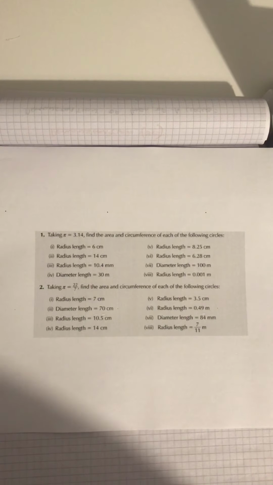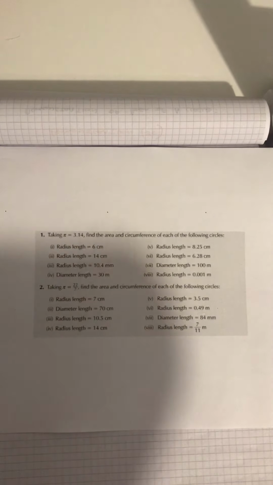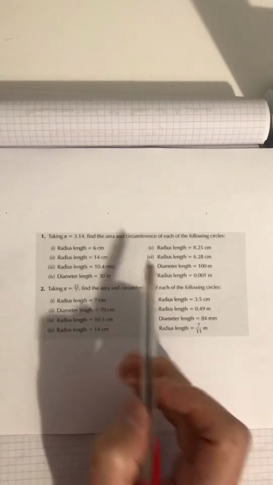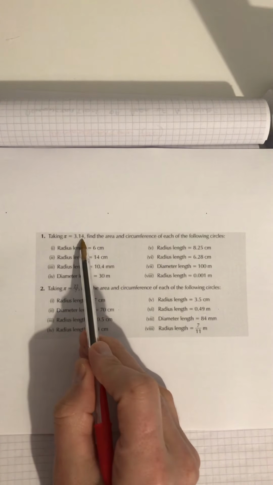So here we have what I was asking you to do yesterday with circles and find the area and circumference of circles using the measurements given. So this is similar to what I would do in class where I would go through the homework for you. So in the first one, taking pi is 3.14.